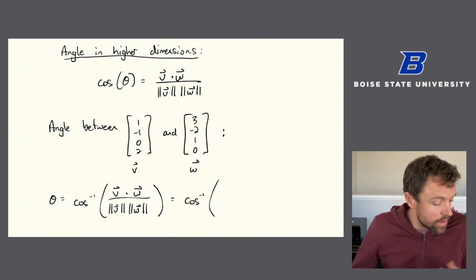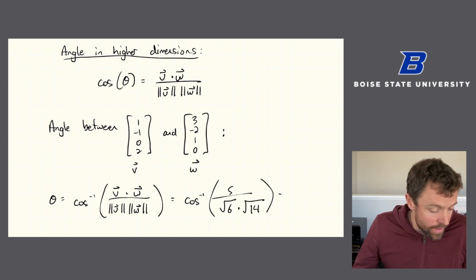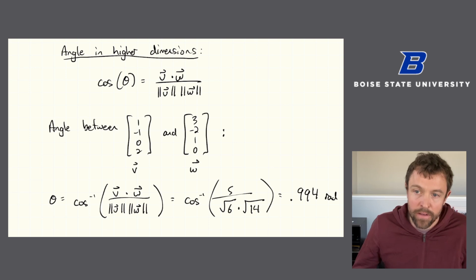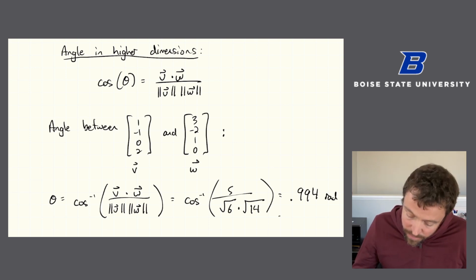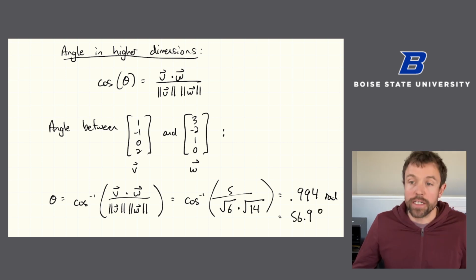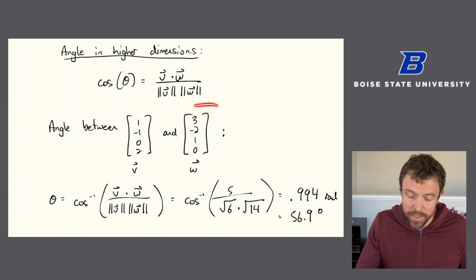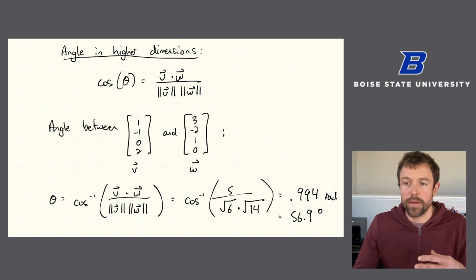In this case, the dot product of these two vectors is 5. The length of the first is the square root of 6. The length of the second is the square root of 14. And this angle ends up being 0.994 radians, or about 56.9 degrees. So even though we can't visualize these vectors, they do live in a two-dimensional subspace. And in that subspace, this is the right notion of length, or sorry, of angle.